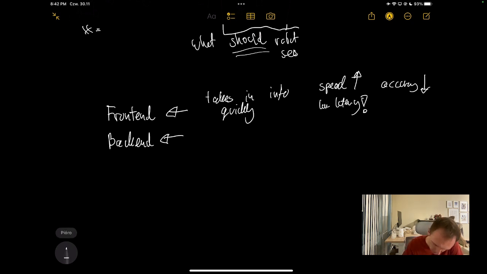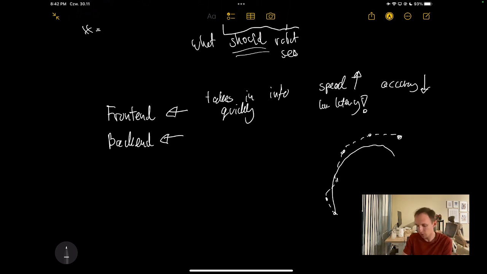So maybe the true trajectory taken by the robot was something like this, and then the tracking would look something like this. So it's discrete, and maybe something like this. Overall it's not perfect, but it's pretty decent, and it allows us to ingest all this information quickly.